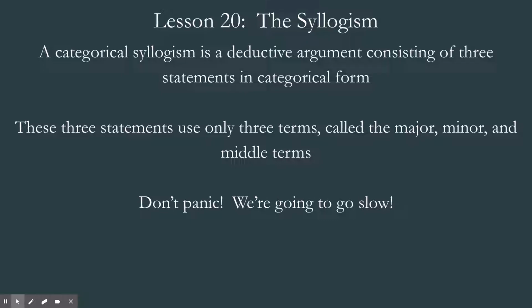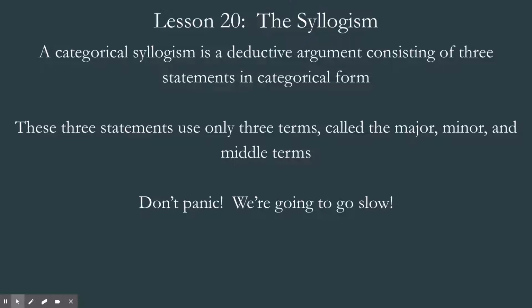What makes a categorical syllogism different than a regular syllogism is all of the statements have to be in categorical form. So that means they're all going to start with what words? Yes, all, no, or some. They're all going to have nouns or noun phrases as the subject and the predicate, and they're all going to have what type of verb? Yeah, a being verb, a verb of being or a to be verb.